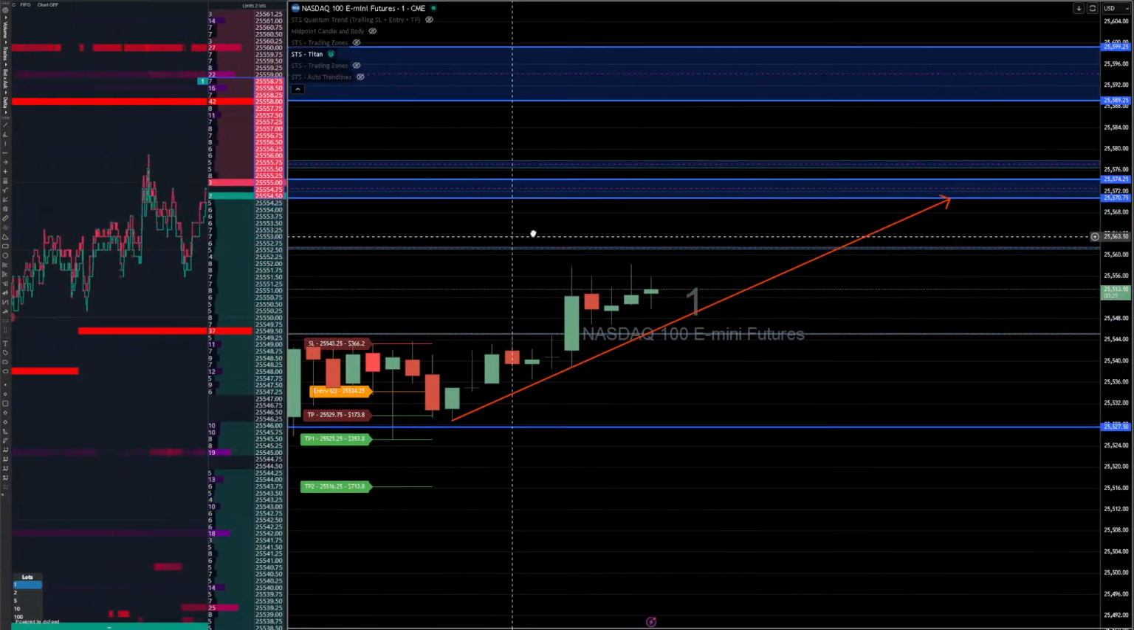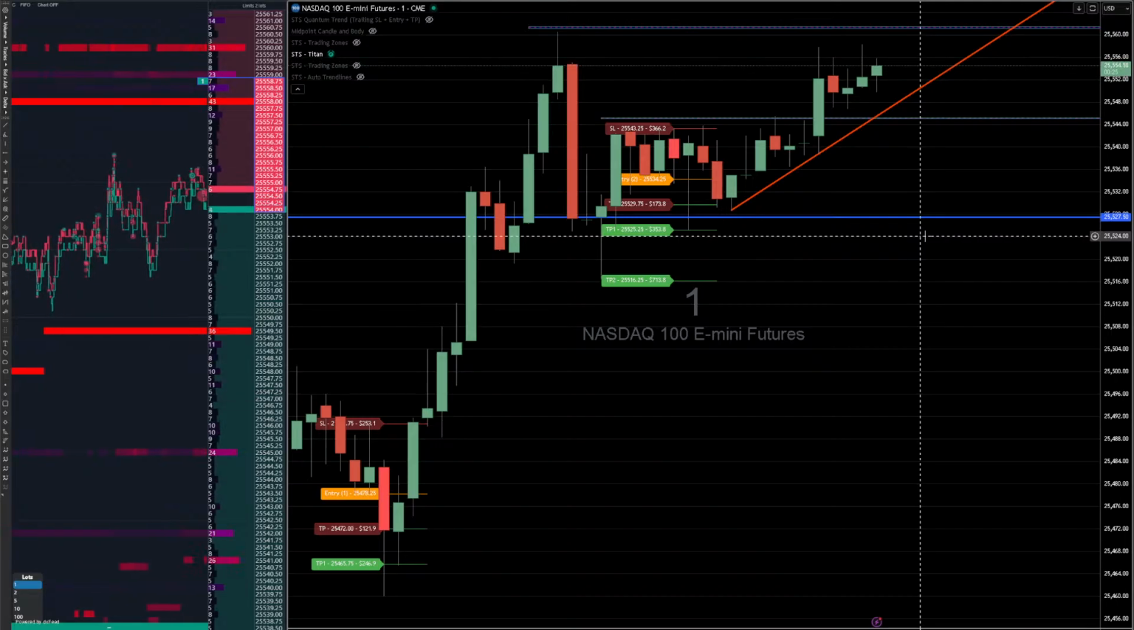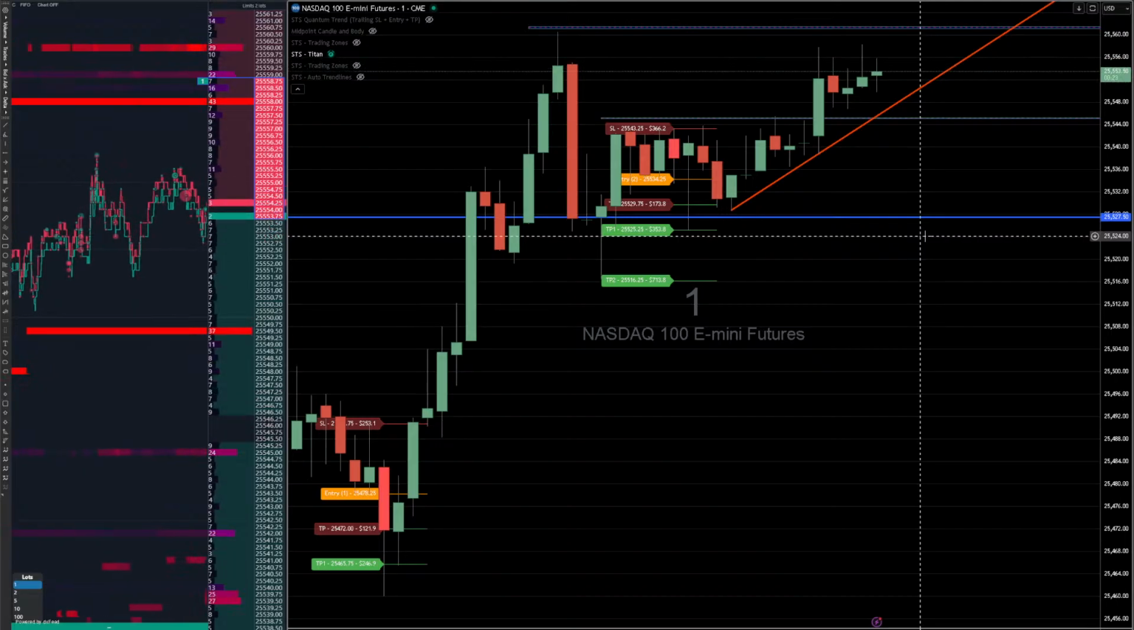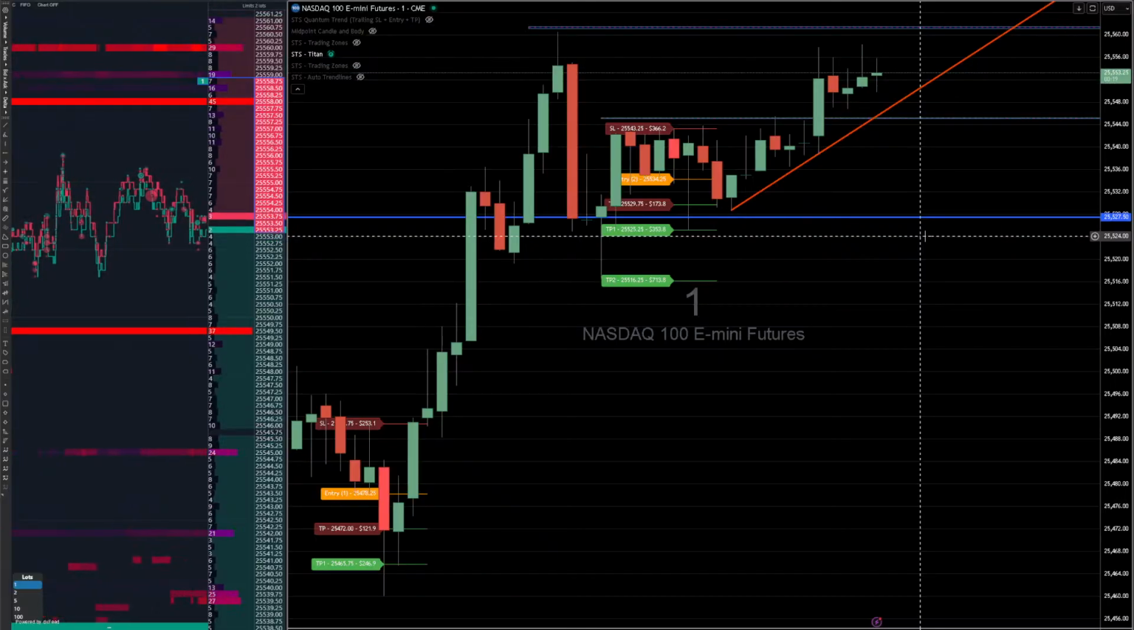Are you guys talking about multi-prop firm trading? Like being able to have any kind of a trade copier that we can use to copy across multiple accounts.